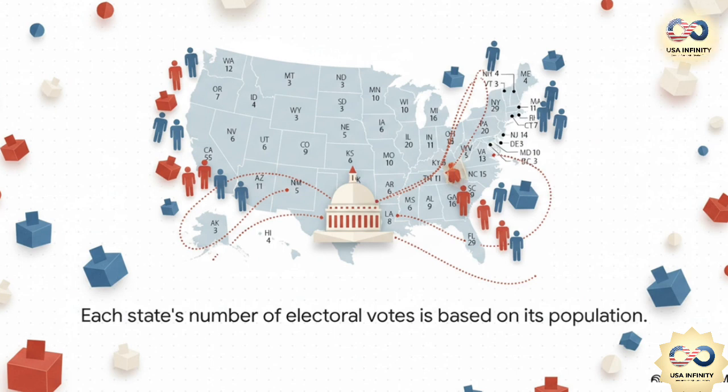So, how do we get from 538 total votes to this map right here? Well, every state gets a number of electors equal to its number of people in Congress. That means its number of representatives, which is based on population, plus its 2 senators. This is why you see big states like California and Texas with a huge pile of electoral votes, while smaller states are guaranteed to get at least 3.